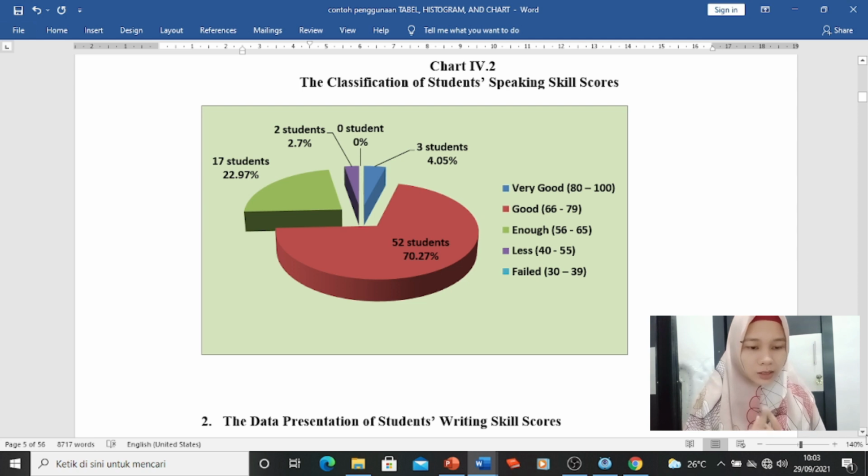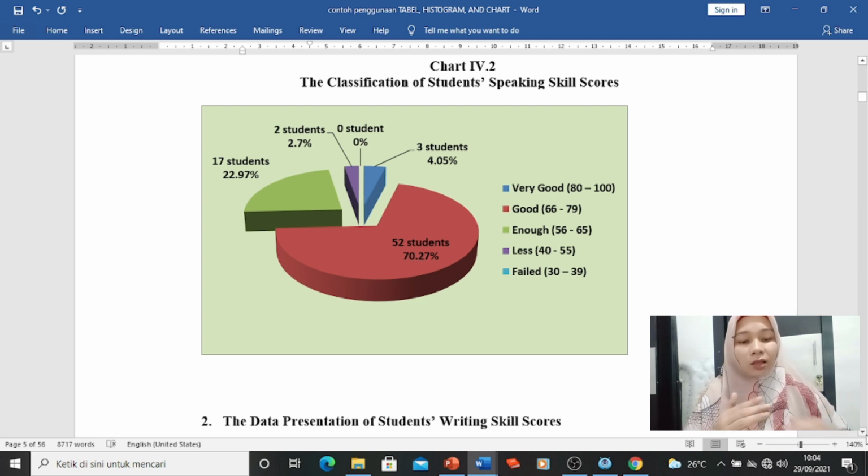And what is this for? This is for the good category. Beside the information within the slices of every pie, we also have small information to let the readers and our listeners know about the color. So the pink color goes to the good category, in the classification of student speaking skill category. So the biggest category is very easy to notice, right? The biggest category for student speaking score is good, right?